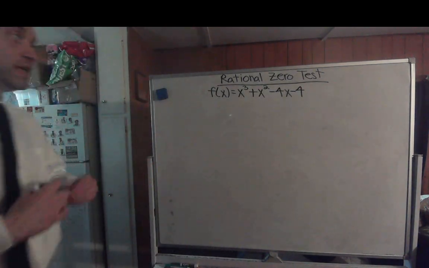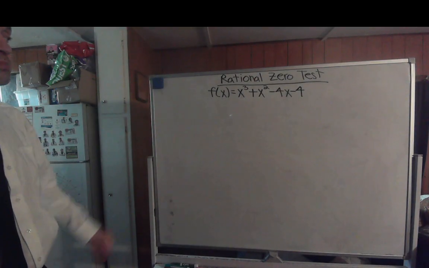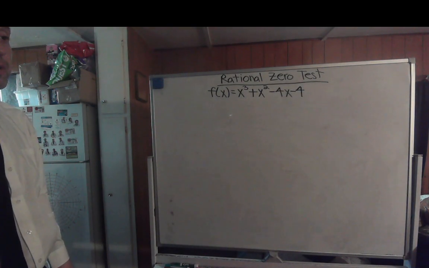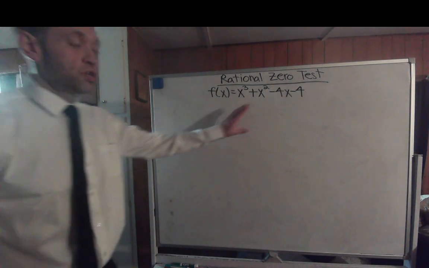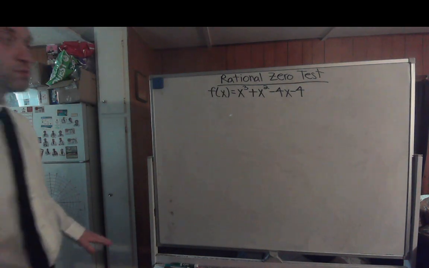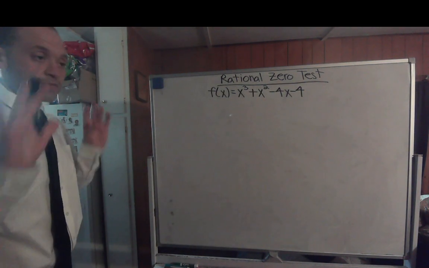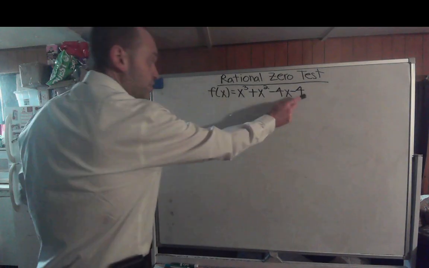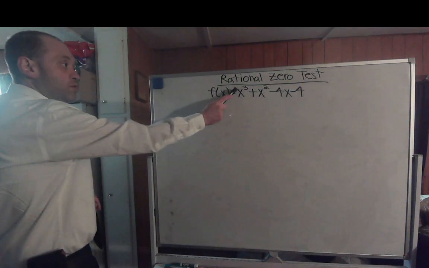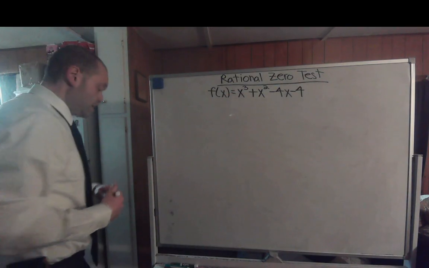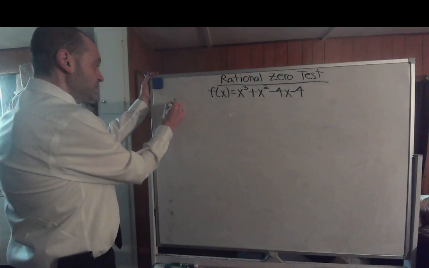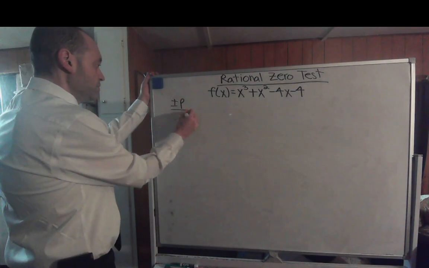And actually, to be honest, we could solve this by factoring by grouping, but I don't quite want to do that right now. I want to show you how the rational zeros test works. So first thing you want to do, that 4 is your p, that coefficient of 1, your leading coefficient, is your q. So let's take plus and minus p over q.